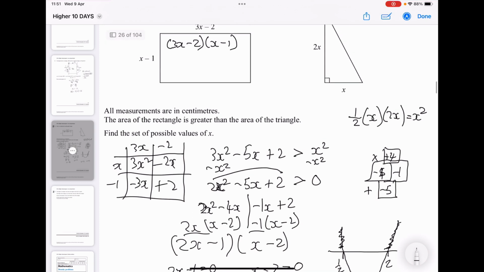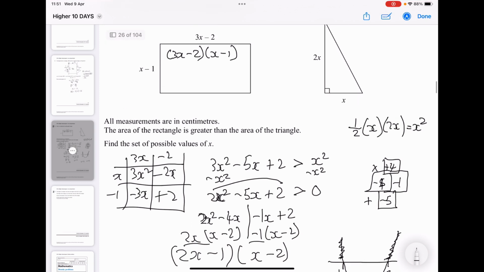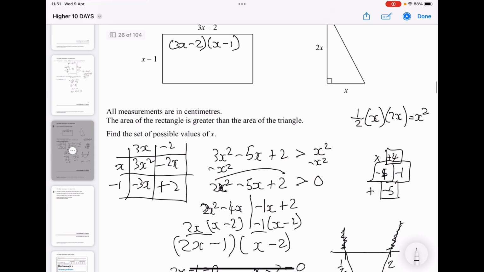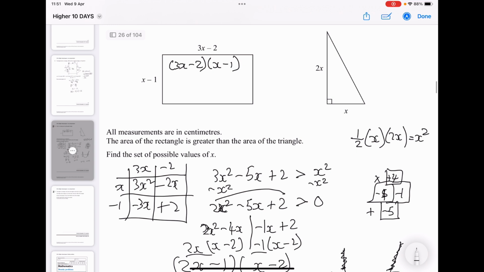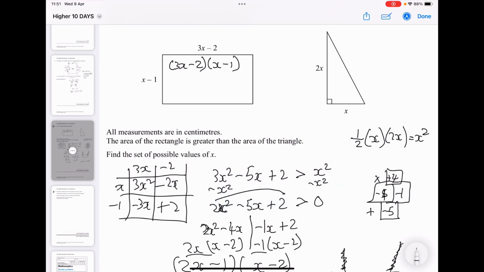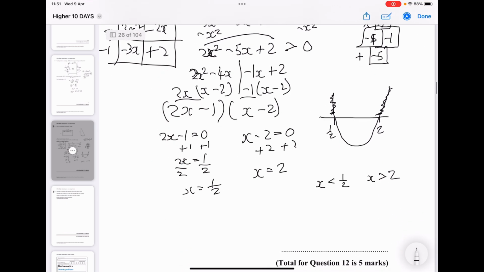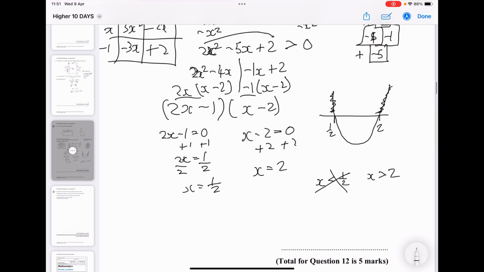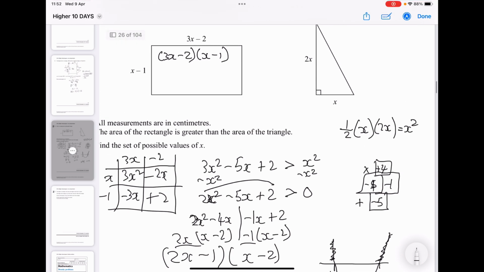If I went down the half route, less than a half, it wouldn't work on this one here. Because a half minus 1 means I'd get a negative, so as such I can't use that. So x is greater than 2 are the only values I can use if I look at substituting in.